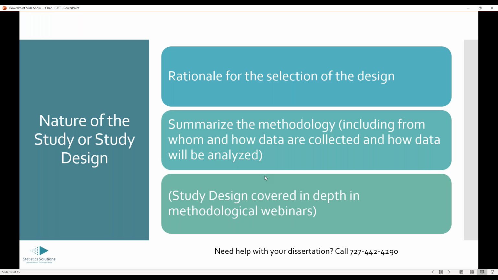And again, this is a methodological component, so I'm going to leave that for the webinars that specifically talk about the methodological components of the chapter.